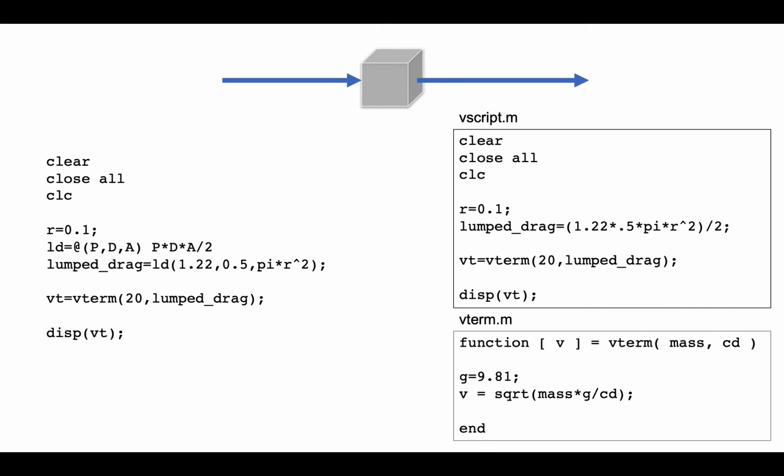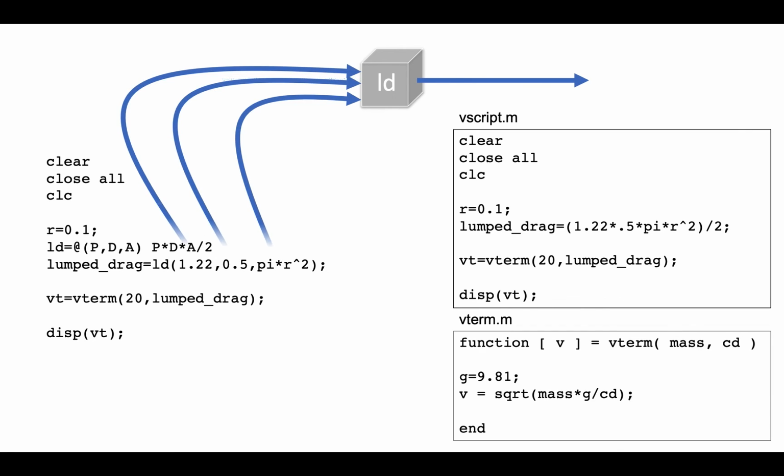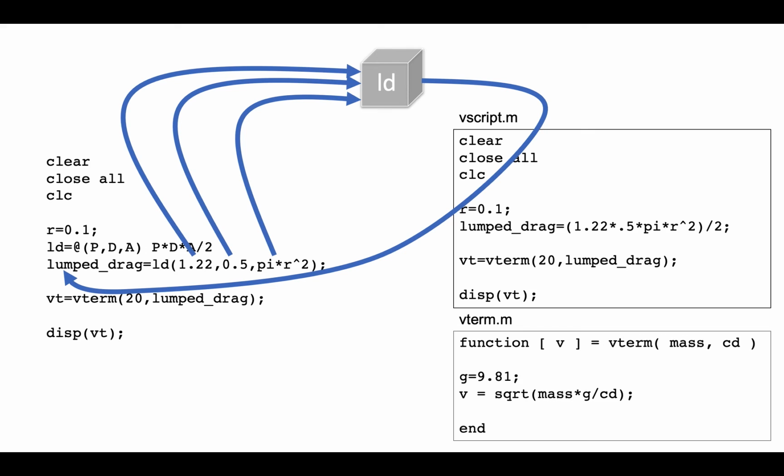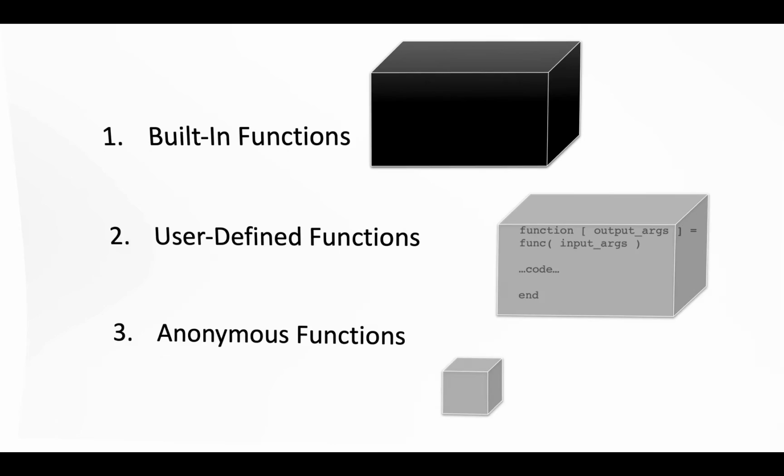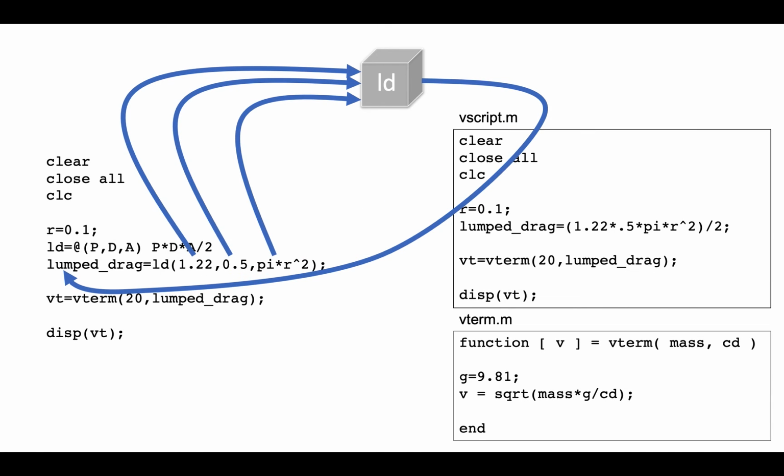Then you could call your anonymous function LD, giving it inputs. Your inputs rho, D, and A are 1.22, 0.5, and then pi r squared for the area. This, of course, will calculate LD based on the equation above and save it into lumped_drag. And then you can use that lumped_drag for the user-defined function vterm and then display vt.